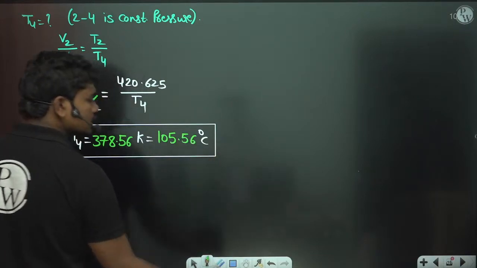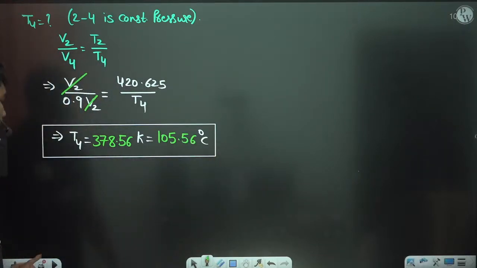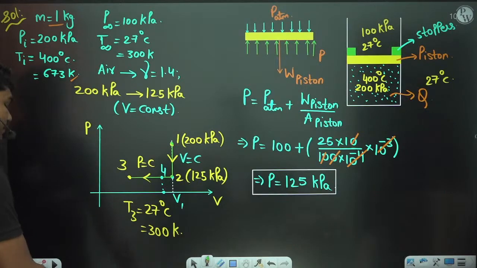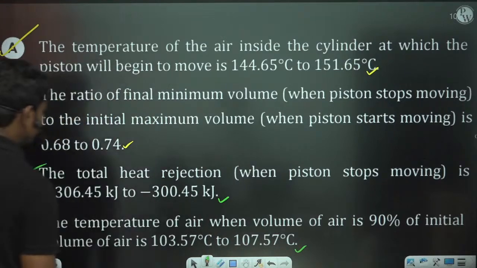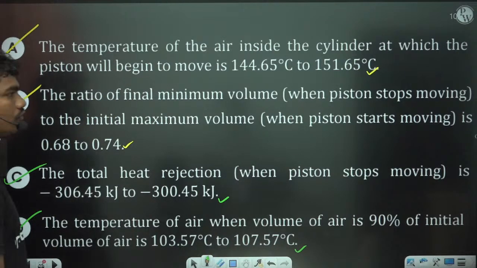105.56 degrees Celsius actually here. So 105.56 degrees Celsius. You see 105.57 is in between this, so this is also a correct option. So this is an option with all 4 correct options actually.